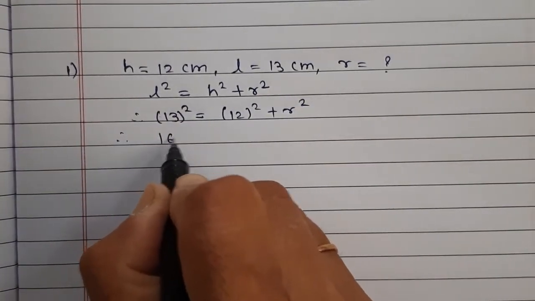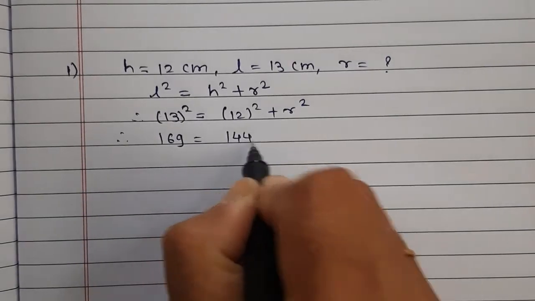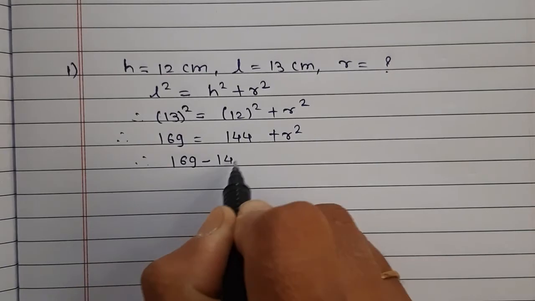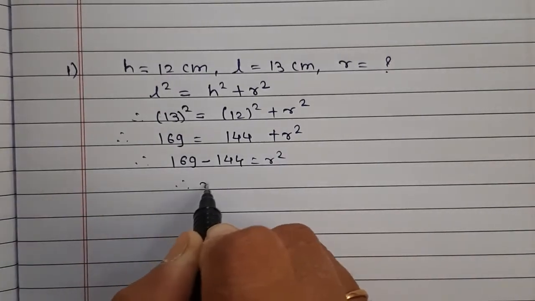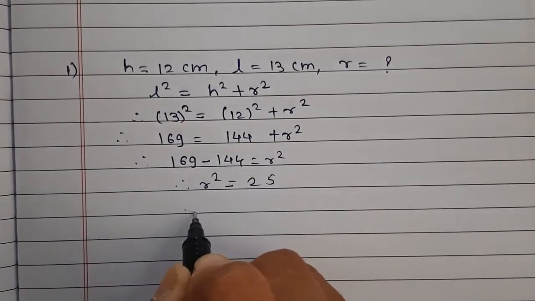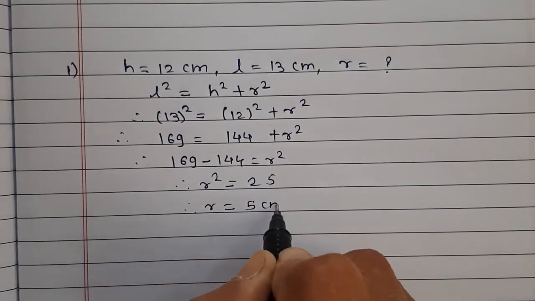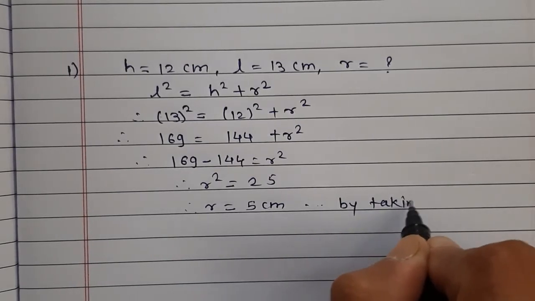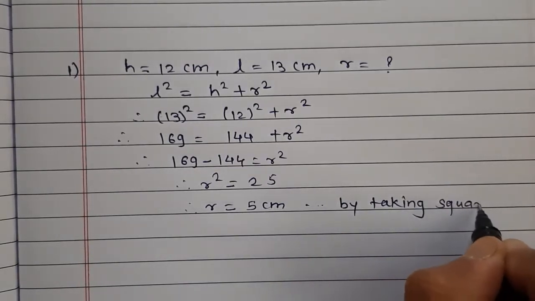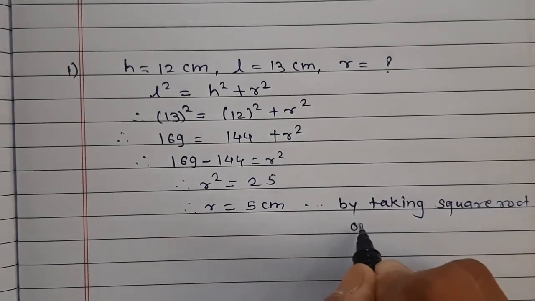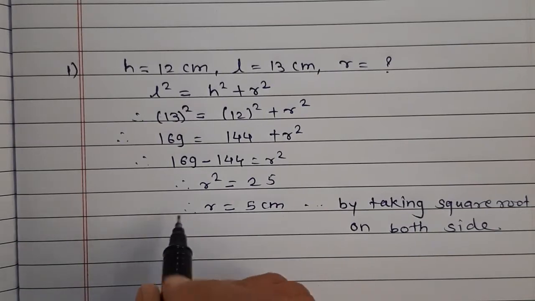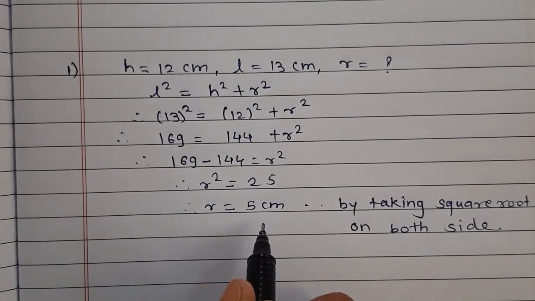13 square is 169, 12 square is 144 plus R square. Therefore, 169 minus 144 equals R square. So R square equals 25. R equals 5 centimeter by taking the square root on both sides. So here we can say that the radius of the base of the cone is 5 centimeter. Understood? Now I will explain the third example.